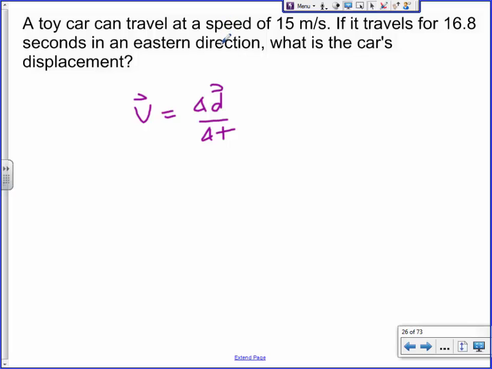You see how it was really tricky here, though? It gave us a speed at 15 meters per second. So this is 15 meters per second. But it actually later says that we're going east. So we actually have the velocity. What we don't have is how much displacement we have. But we know that we went 16.8 seconds.